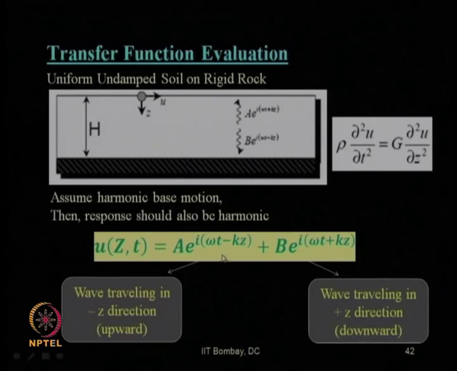Okay? And omega is the circular frequency of the excitation, right? And k is the wave number, right? So, this portion signifies the wave traveling in minus z direction, which is nothing but moving upward like this, because our positive z direction is in this way. Whereas, this part gives us the solution for wave traveling in downward direction or plus z direction. Okay. So, this is the solution in the harmonic base motion.